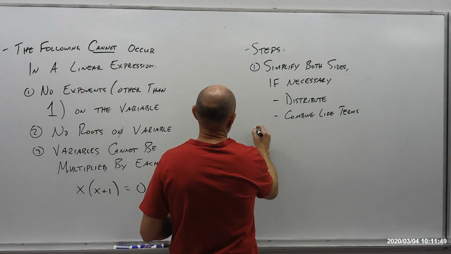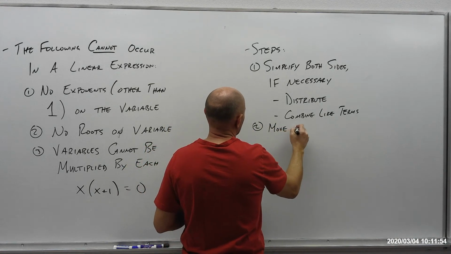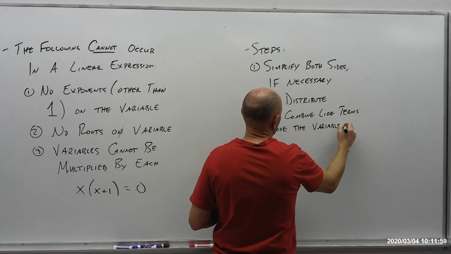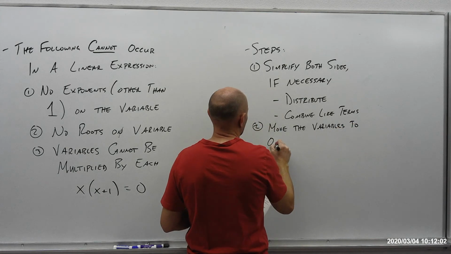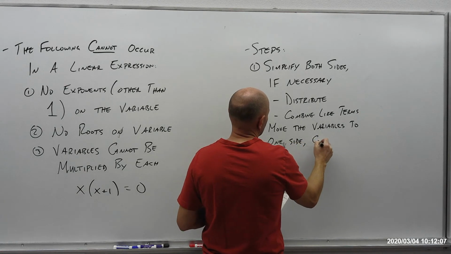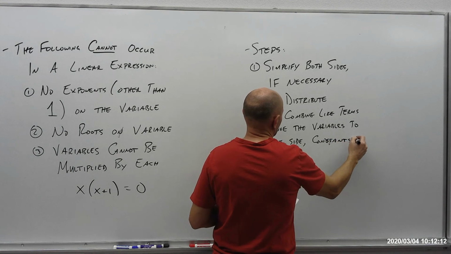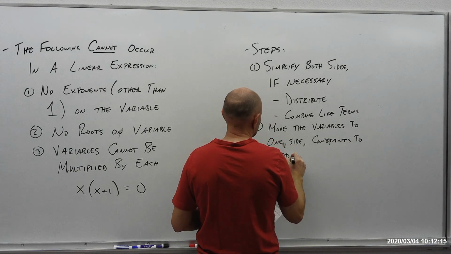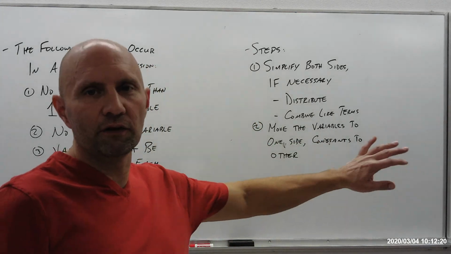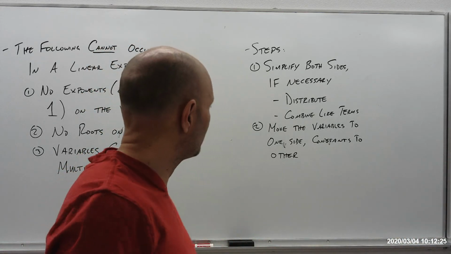Step 2. Move the variables to one side, constants, or our numbers, to the other. Once we get done with step 2, we should have all the variable pieces on one side, let's say the left side. Any numbers will be on the right side.